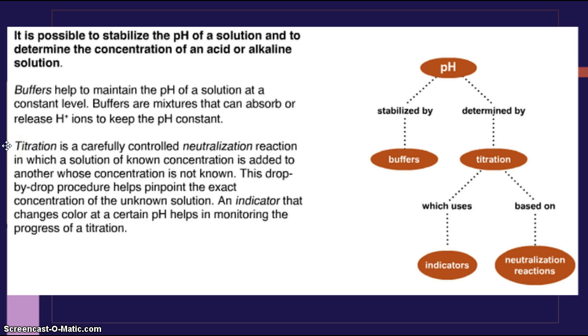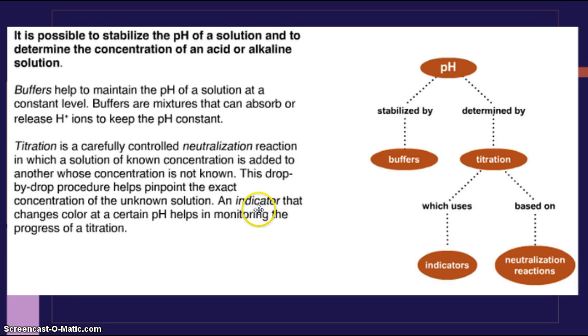Titration is a carefully controlled neutralization reaction. So we take an acid plus a base, makes what? Water and a salt. And the titration is when you have a solution of known concentration added to another whose concentration is not known. This drop-by-drop procedure helps pinpoint the exact concentration of an unknown solution. Then we also have to use an indicator. An indicator changes color at a certain pH to help in the monitoring of the progress of the titration.